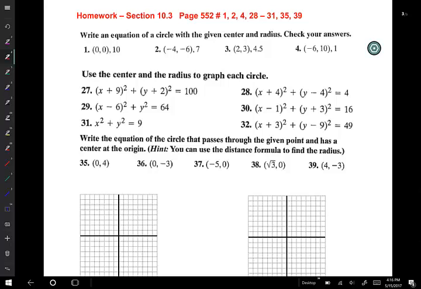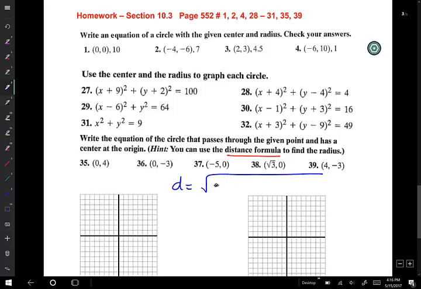One of the problems at the bottom does reference the distance formula. If you remember the distance formula, let me just review that with you. The distance formula used the idea of the change in x squared plus the change in y squared. You took the square root of the whole thing. And so you're going to probably have to find the distance between these points and the origin, and that's going to give you the radius. And then once you have that, you can easily work the problem out from there.